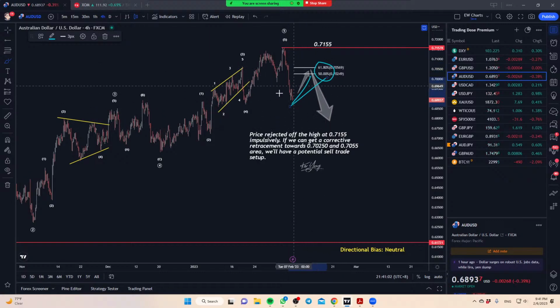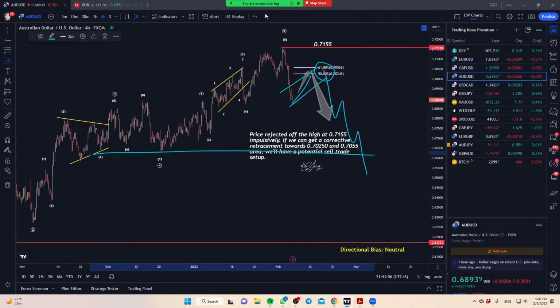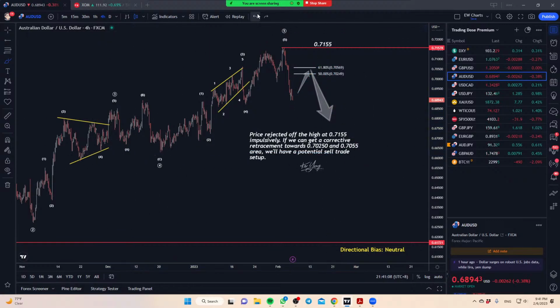If you can get a decent corrective pullback, we can get that sell trade back towards that low. Okay, so quite a nice setup over here as well, quite similar to the euro dollar side. So quite a lot of all these setups are coming in. If it's not this week, then likely next week we'll see some decent ones. Okay, so that's on the Aussie. Look out for the sell side.